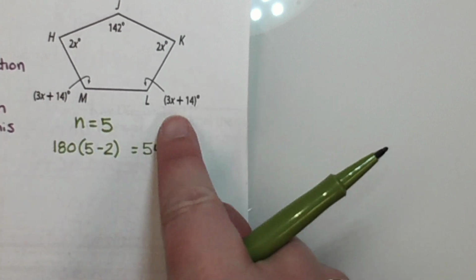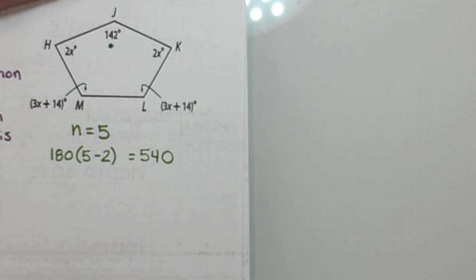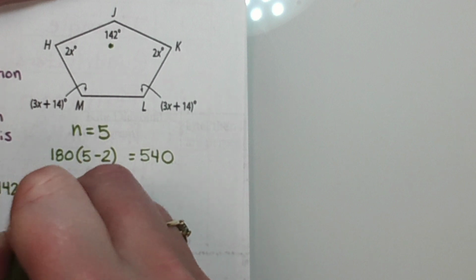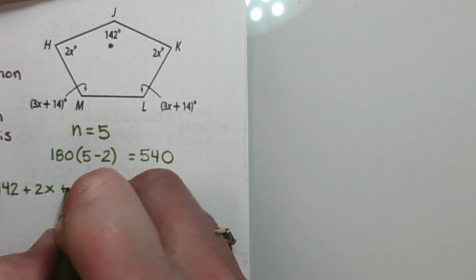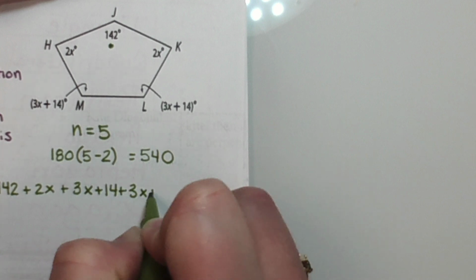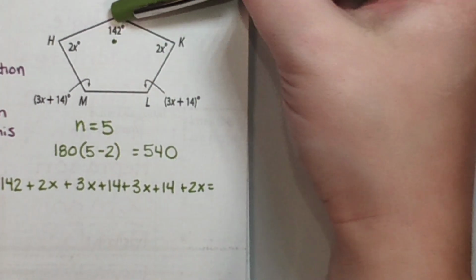Especially on ones where some of the angles repeat, I do highly recommend you do something to help you know which ones you've already added. Again, I tend to make a dot. I'm going to start on the 142. Plus 2x plus 3x plus 14 plus 3x plus 14 plus 2x. Started here and I went clockwise.